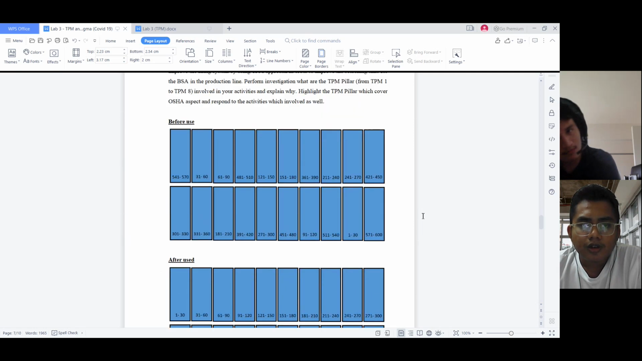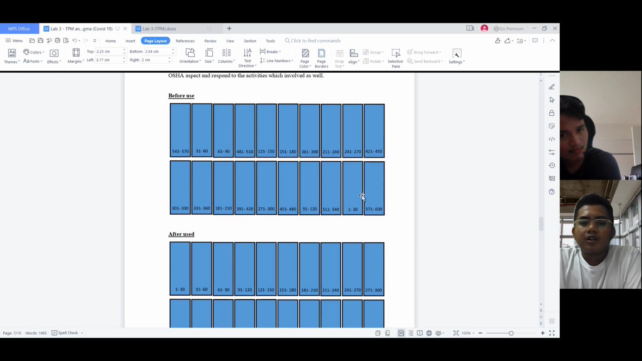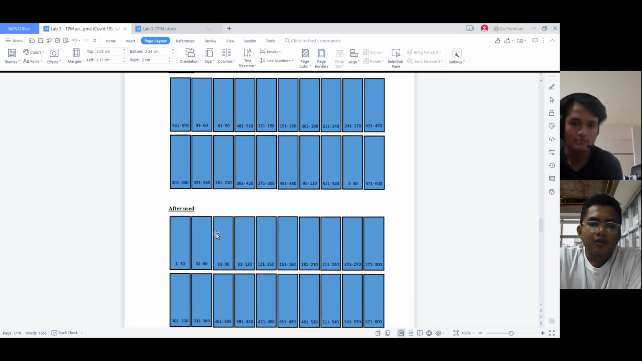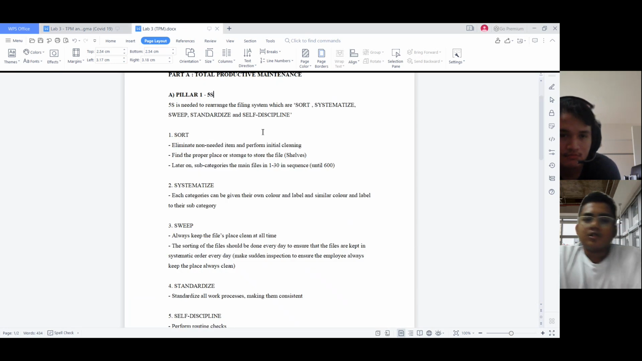So this is figure 1. Before we use TPM, the file is not in order, and after we use TPM, the file is properly arranged. So this is the solution for part 1, total productive maintenance.